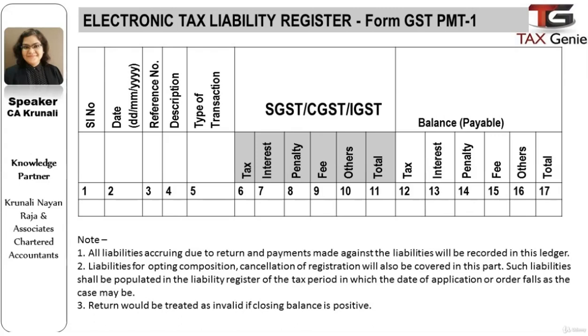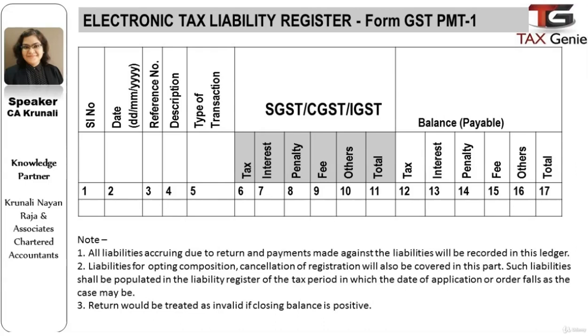It would have details like serial number, date, reference number, description, type of transaction, details of CGST, SGST and IGST broken down into tax, interest, penalty, fees, others and the total. And finally, the details of the balance tax payable, which would be further broken down into tax, interest, penalties, fees and others.